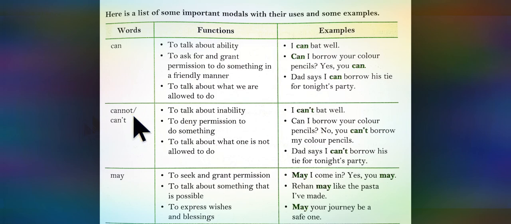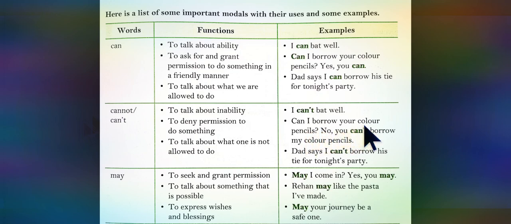Now, what are the functions of can't or cannot? To talk about inability. It means it shows a person is not able to do a particular thing. So the first function of can't is to talk about inability. For example, I can't bat well. Second function of can't or cannot is to deny permission to do something.